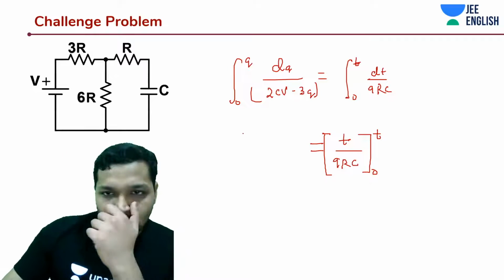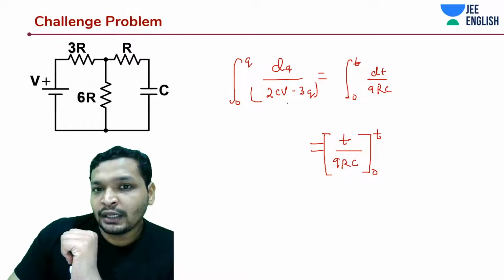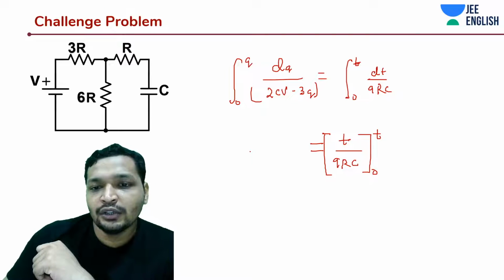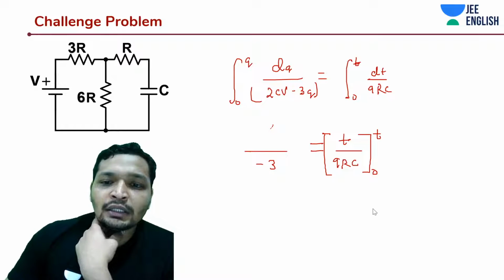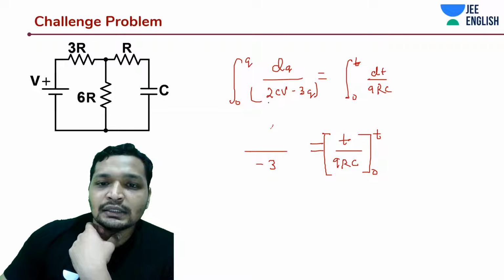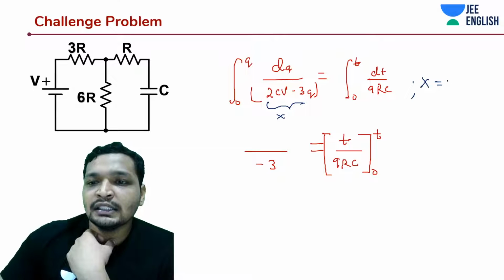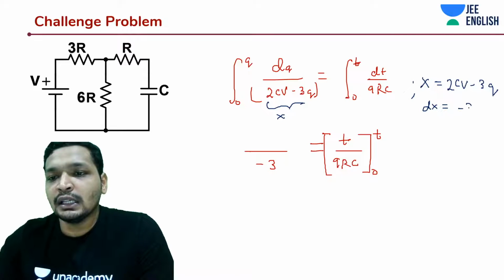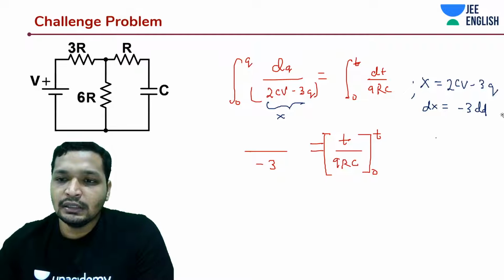Sounds very mathematical, but you can't help it, guys. And what about this? One thing you can do is you can take out 2 common or let it go. Okay, let it go, and you just take this as this thing. You would get on the denominator minus 3. How do you do this? I told you, right? You take this thing as some x. X is equal to 2cv minus 3q. Get accustomed, guys. And dx is equal to minus 3dq. Is that correct? Yes. Simple differentiation, right?